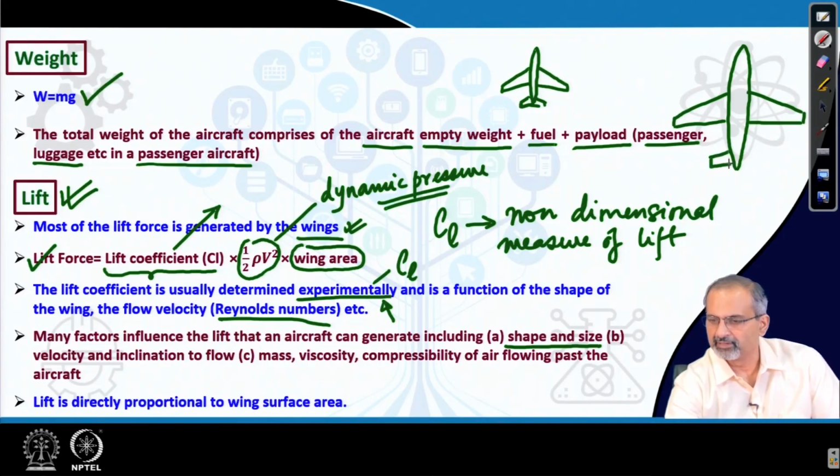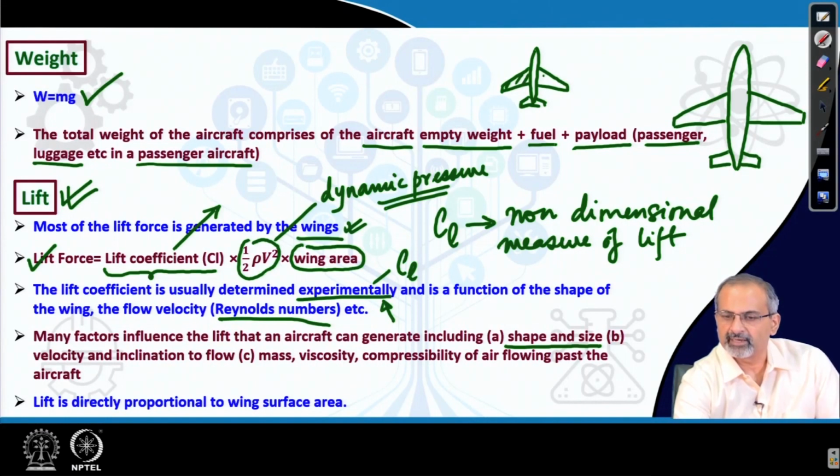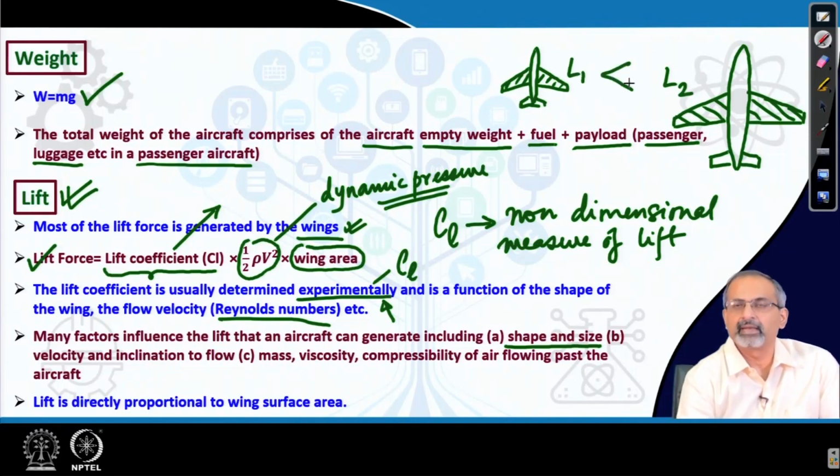And you can clearly figure out that the smaller aircraft has so much wing area, the larger aircraft has much more, and therefore, if the larger aircraft generates L2 lift, then L1 is lower than L2. So, size matters.